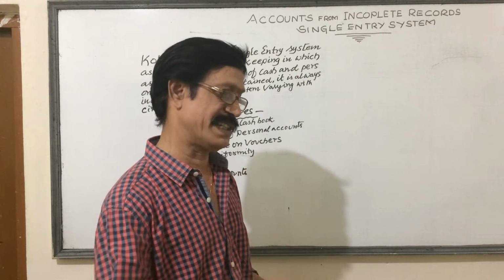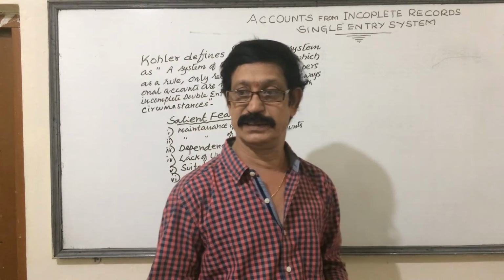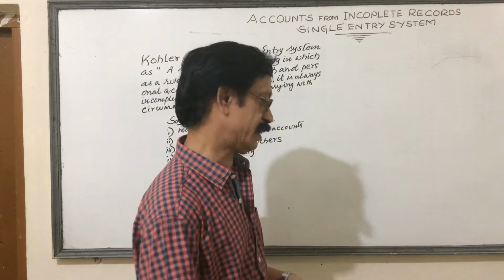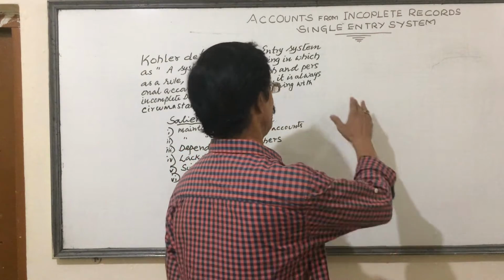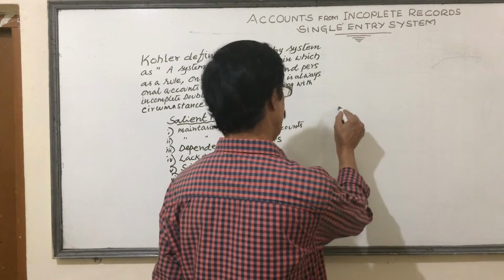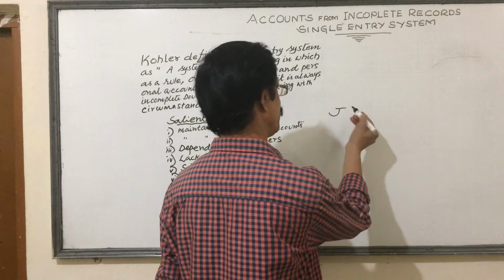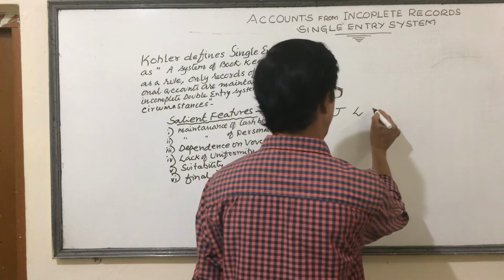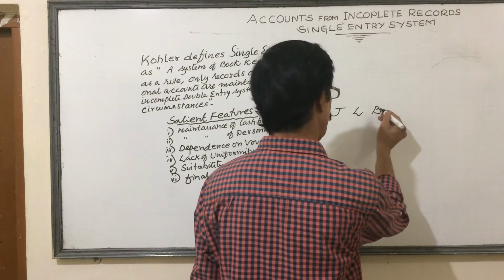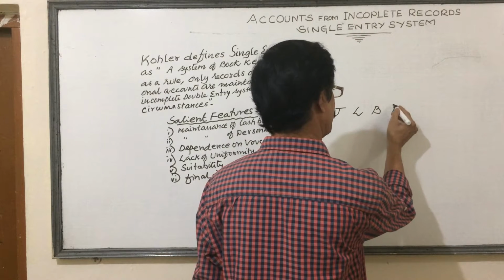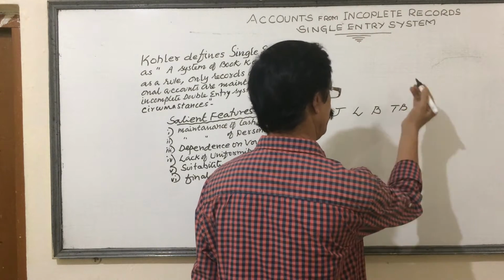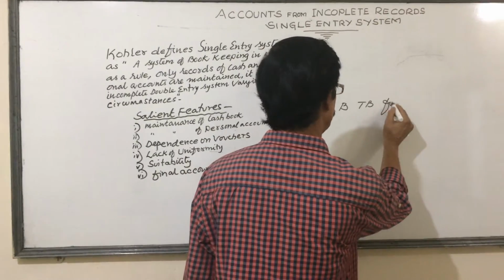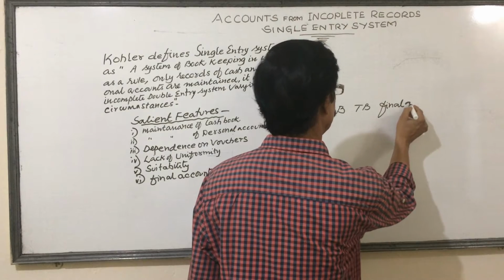Well, dear students, in the previous chapters, we learned the double entry system. Under the double entry system, all the transactions are recorded in the journal first. Then they are all posted into the ledger accounts. Then all the accounts are balanced. From these balances, a trial balance is prepared. Based on the trial balance, final accounts are prepared. Understanding?